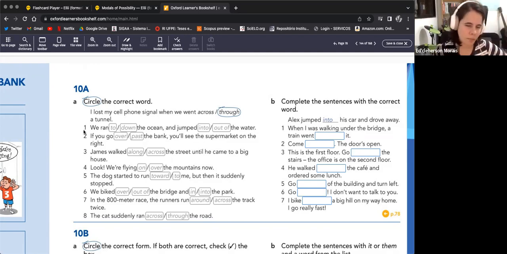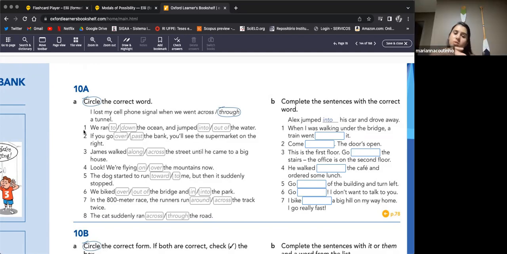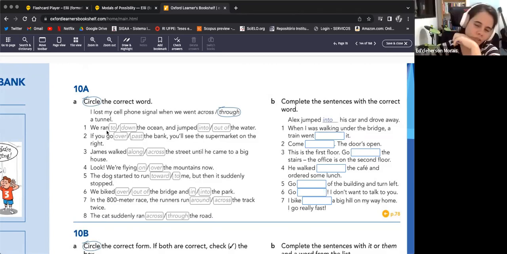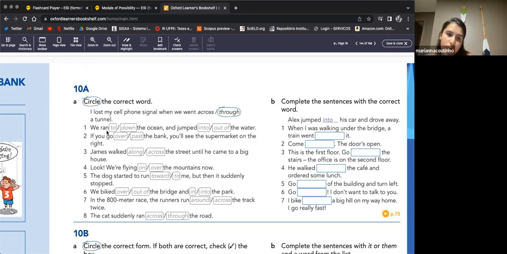Number 1, can you read? We ran down the ocean and jumped into or out of the water. Which one do you think is the first? Ran to or ran down? Went down. We went down the ocean. No, went.